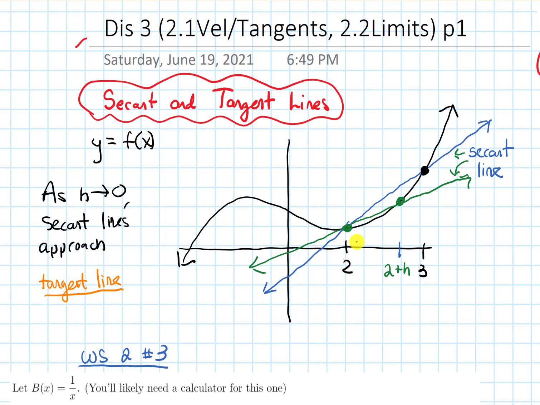Now to draw the tangent line, I can see that if I move this point at 2 plus h closer and closer to the point where x is 2, my secant line is going to flatten out. So to draw my tangent line, I have to draw a line that matches how steep the graph is right at that point. The graph seems to be pretty flat, but slightly upward sloping. So something like this would be my tangent line. All right, so that was a bit of brief review. Let's get into an example now.